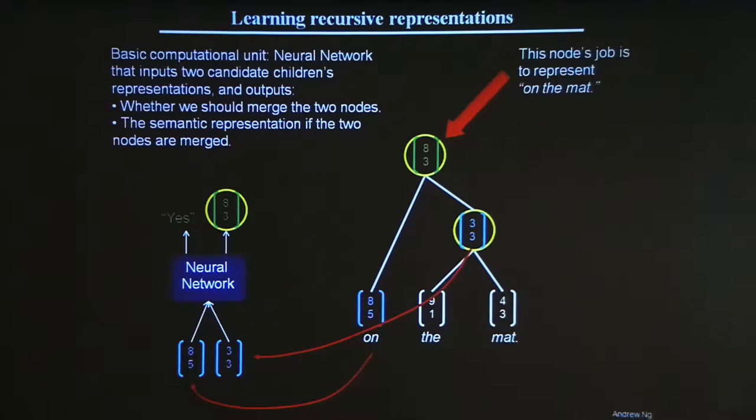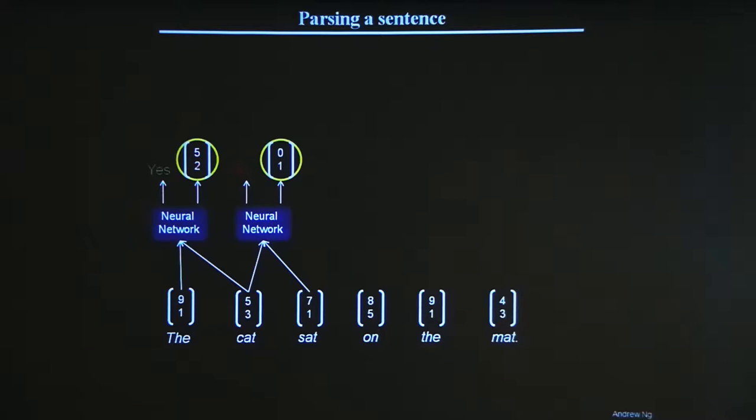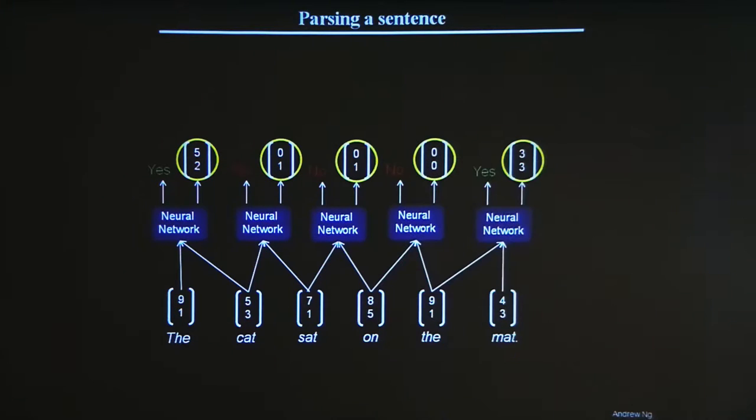And second, if we do choose to merge these two nodes, meaning if we take those two children and give them a common parent, what feature vector do you want to use to represent the common parent? Okay, so the neural network outputs these two things. So you can train up this neural network, then when you're given a new English sentence, you can apply it to the phrase "the cat". It'll say, yes, "the cat" is a phrase, and the feature I want is 5-2. "Cat sat", no, that's not a phrase in the sentence. "Sat on", no. Yes, "the mat" is a phrase in the sentence.